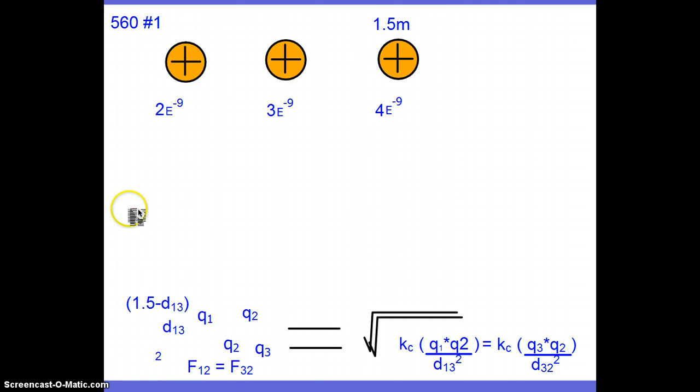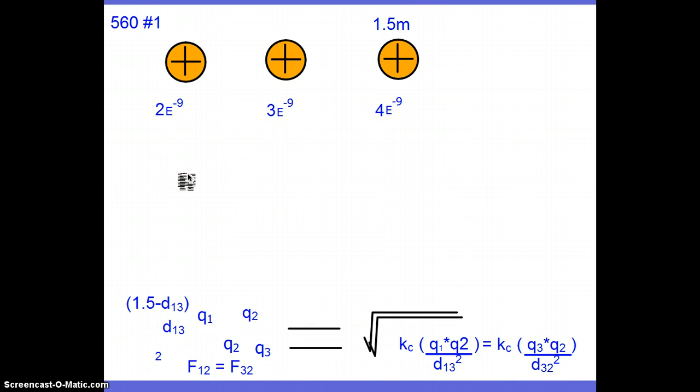So number 1 here on 560, we've got a couple charges here that tell us that we have one charge. It's 2 nanocoulombs, times 10 to the negative 9th, and that is placed at the origin. And a second charge is 4 nanocoulombs, that is placed at the 1.5 meter mark. Then a third charge here goes somewhere in the middle. We don't know exactly where.